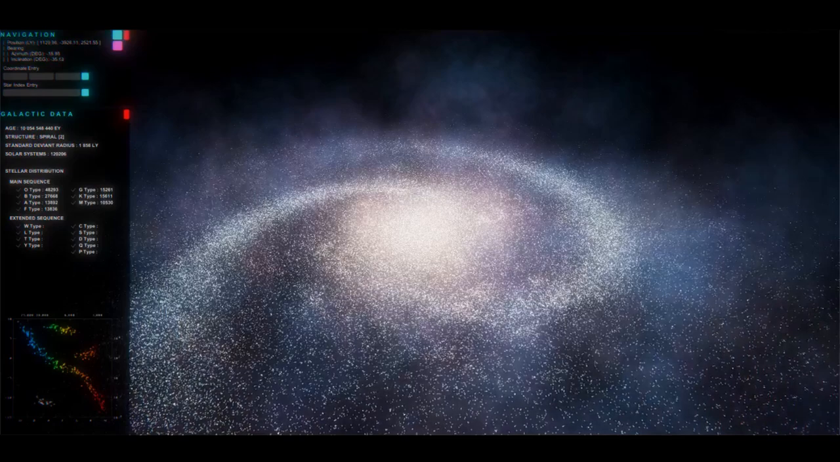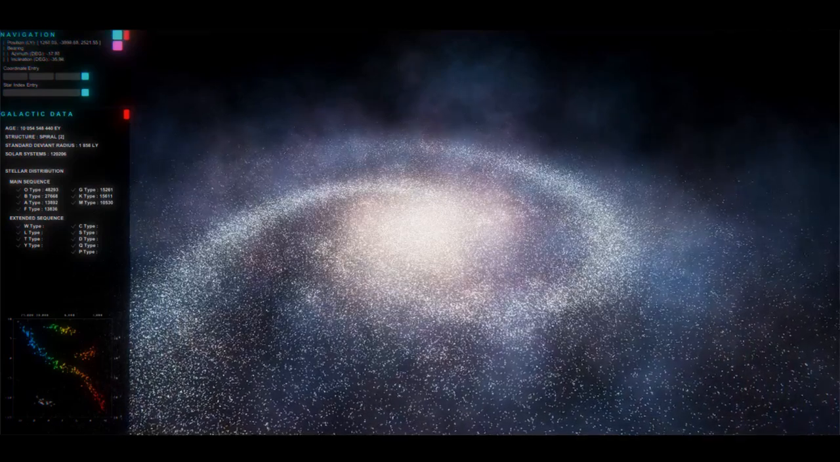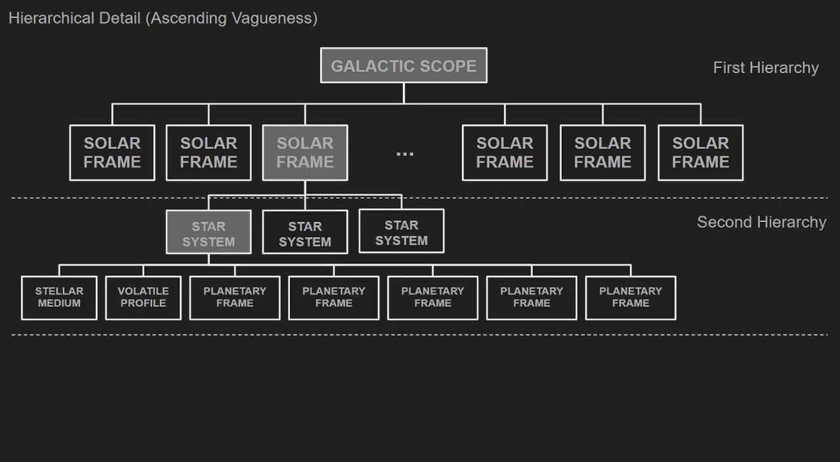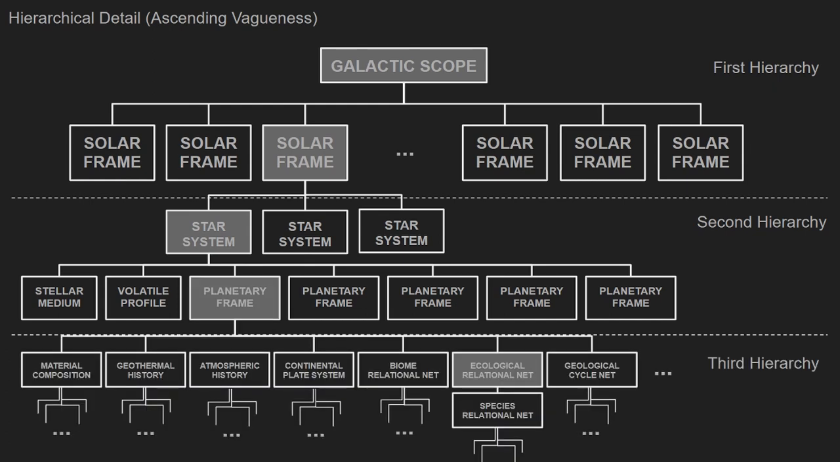Here in the galactic scope, we are in the first hierarchy of detail, which I just described. When we descend into one of these solar systems, we enter a second hierarchy of detail. At this point, we generate all of the astronomical bodies that might belong to each of the stars in this system, like a protostellar medium, a volatile profile, planets, moons, and again, all of this only in trace detail. If we were to enter a planetary system, we would enter a third hierarchy of detail. At this point, things like the planet's material composition, its geothermal activity, atmospheric profile, continental formations, biomes and ecologies, geological cycles, and maybe, if we're lucky, life might be generated.